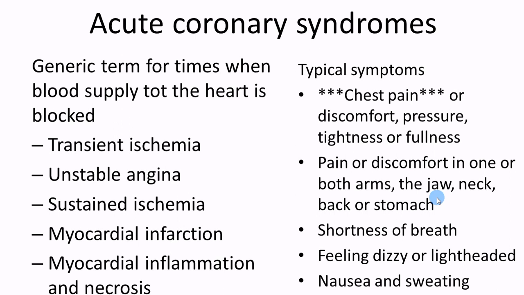Here are acute coronary syndromes. Most of these syndromes have the same symptoms. They have shortness of breath, feel lightheaded and dizzy, nausea, sweating, and often they have pain. And that pain can go up into the jaw, across the back, down the left arm. But I put stars by the pain because most of these have pain involved. But that first one, transient ischemia, may never even show pain.